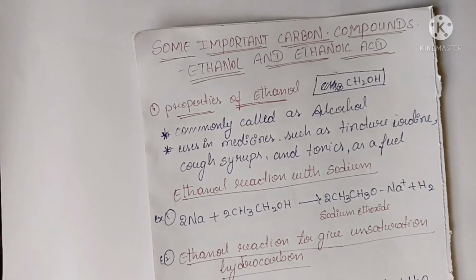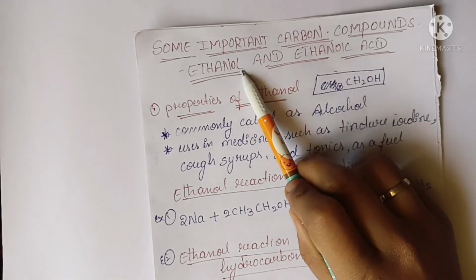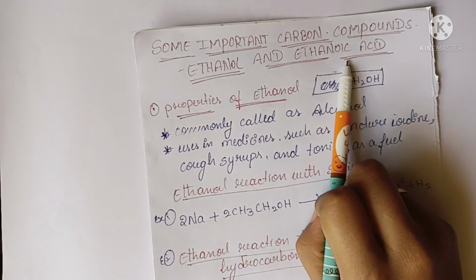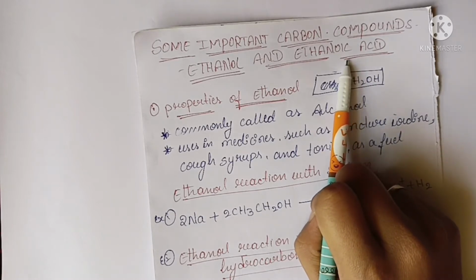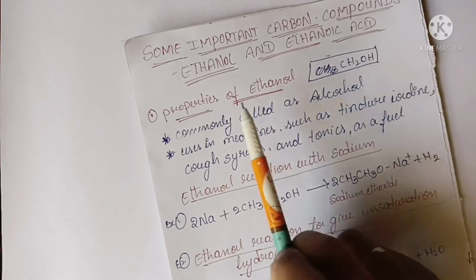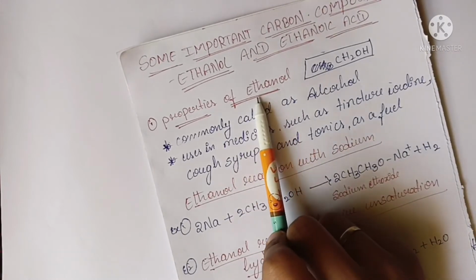Students, today's topic is some important carbon compounds, ethanol and ethanoic acid. We will discuss some reactions, along with how we are going to use this also. So first one is the properties of ethanol. No need to worry about that.